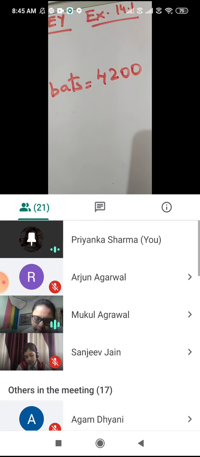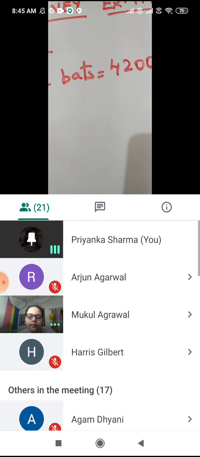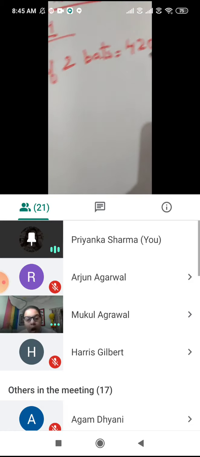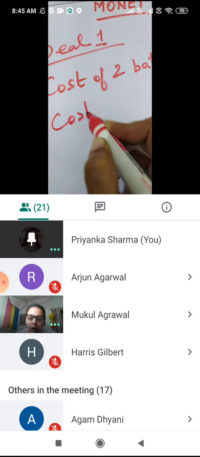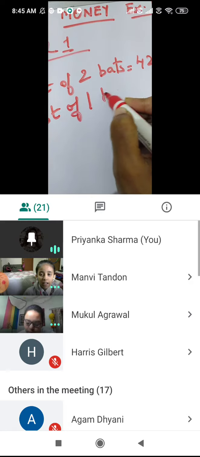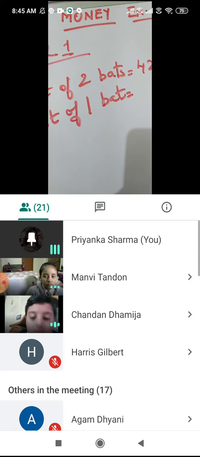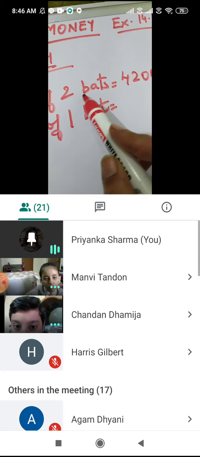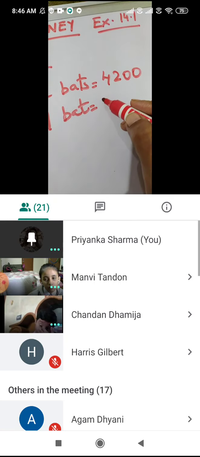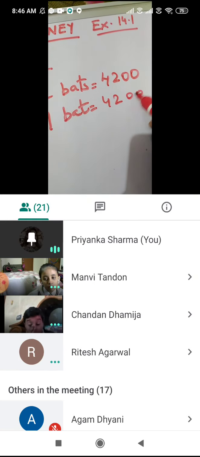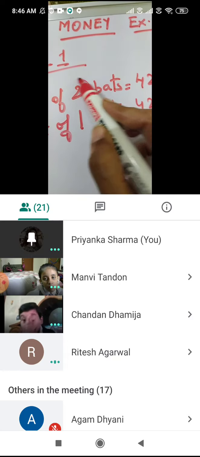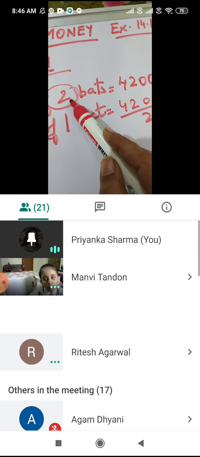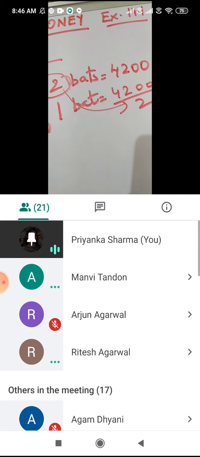4200. Yes, very good. The cost of two bats, 4200. This we will write. Then what is the cost of one bat? Yes, we have to divide. As I told you, when more is given and one is asked, we divide. So we are going to divide 4200 by this number. Cost of two bats 4200, cost of one bat 4200 upon 2. This will come in the denominator.